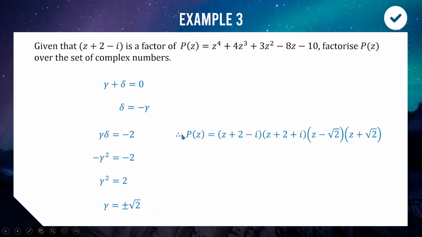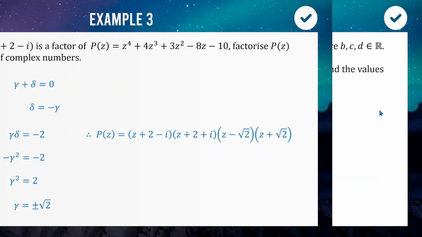So now we can write our polynomial in factored form over the complex numbers. We have z minus one of our roots, and then the conjugate, and then we have z minus root 2 and z minus negative root 2. There is our fully factored polynomial. It's so beautiful, isn't it? God, I love maths.